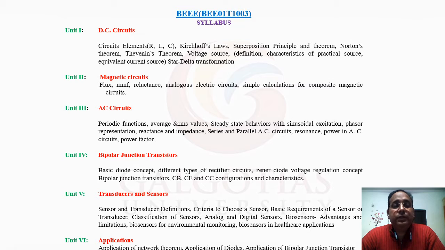And the fifth unit is especially designed for the nowadays scenario, that is sensors and transducers, because without sensors nowadays it is impossible to touch the world. So in this we have to take care about some definitions of sensors and transducers, as well as the basic requirements, the types of sensors, and then especially biosensors. And the last unit is applications, that will cover all the units. In that we have to take care about applications like the diode, transistor, and so on.